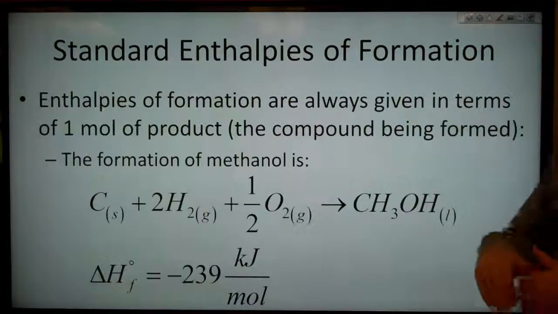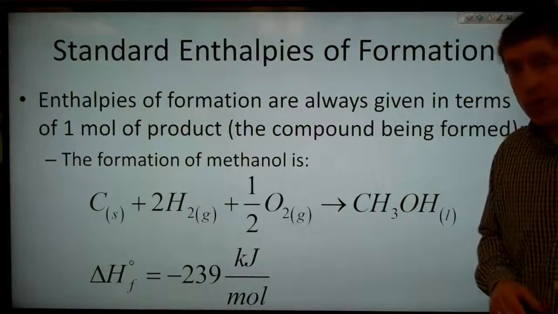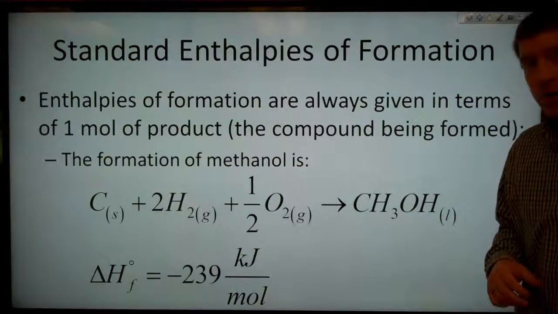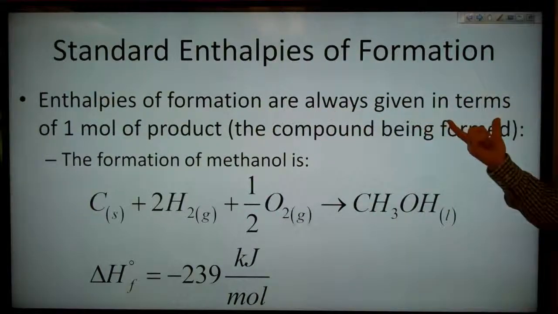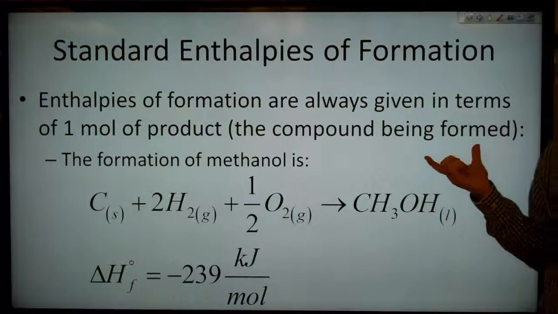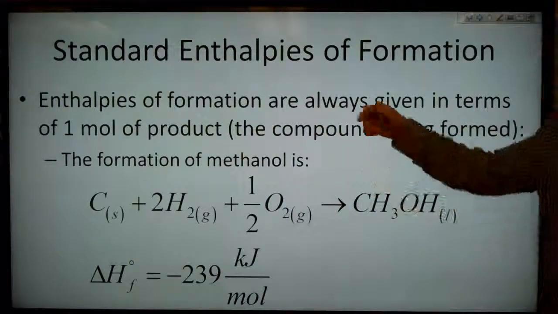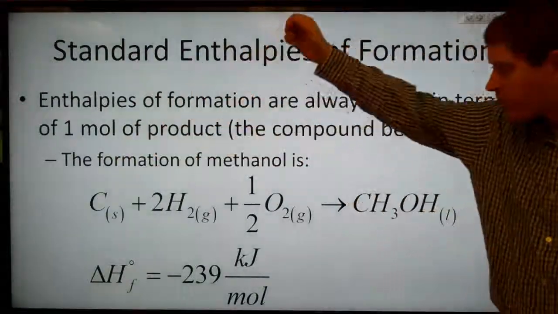So it doesn't matter whether we actually make 1 mole or not. We just multiply by however many moles we made, and we can figure out how much energy we have to put in to get that process to go. So enthalpies of formation are always given in terms of 1 mole of the product, the compound being formed. And the formation of methanol looks something like this. So we have carbon in its standard state, which is solid.